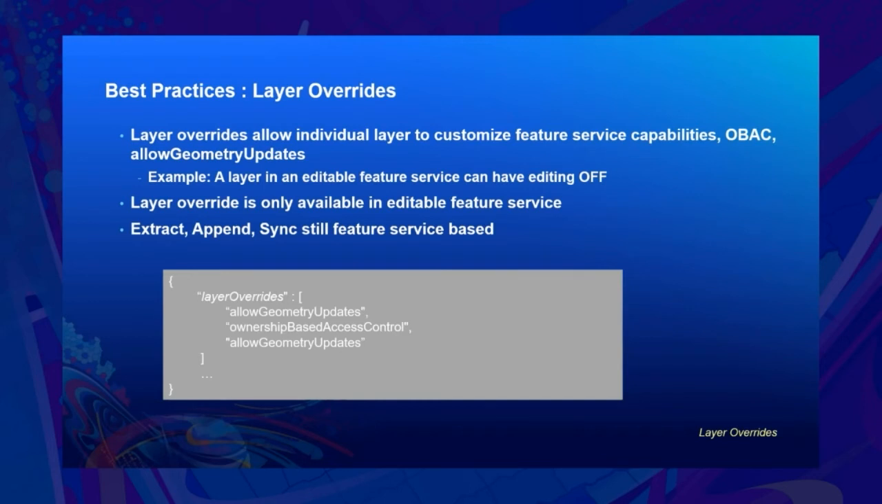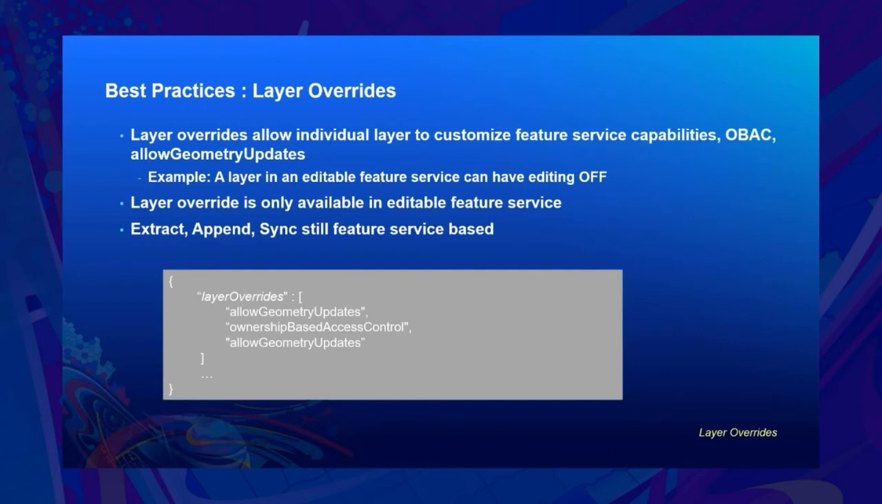If you look at the metadata of the layer, when you override a layer's capabilities, you will see what kind of capabilities you have changed within your layer. So here you say layer override, allow geometry update is being overridden for the layer, and ownership-based access control, and allow geometry update.